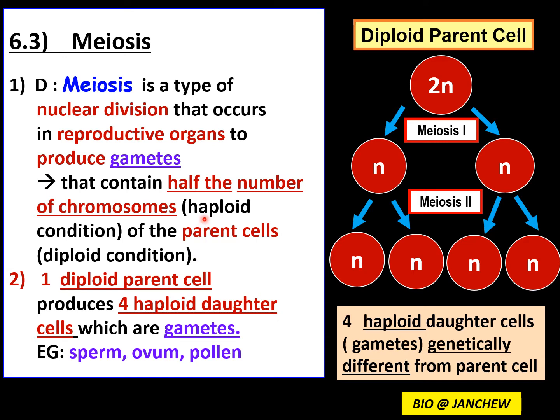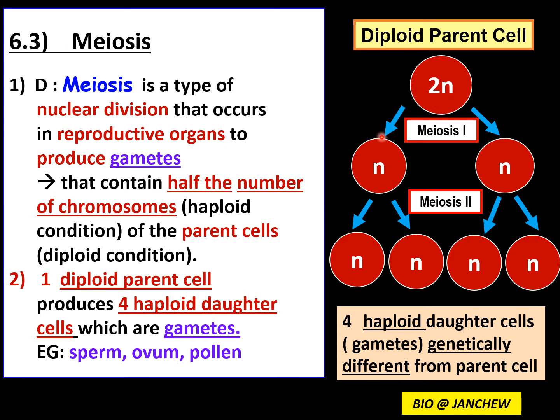So haploid condition means that the cell or the gametes have only one set of chromosomes, and the parent cells are in diploid condition, meaning that they have two sets of chromosomes. So a diploid parent cell produces 4 haploid daughter cells, which are gametes, such as sperm, ovum, and pollen. So referring to this picture, we start off in meiosis with the diploid parent cell having 2 sets of chromosomes, or there are 2 copies of each type of chromosome.